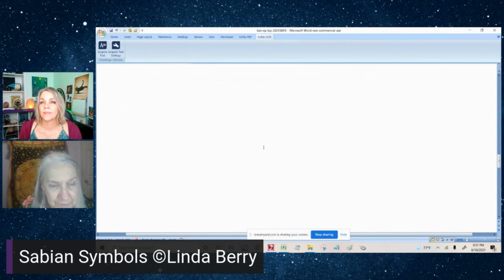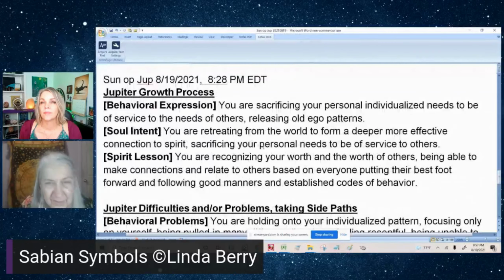Okay, now let's look at Jupiter. Jupiter suggests that this may be a time to sacrifice your personal needs to be of service to the needs of others, to move out of or beyond ego patterns. Now, the soul wants you to take some time to retreat from the world and go more deeply inside of yourself. And we've got this bit about sacrificing your personal needs again. It came up in two of these.